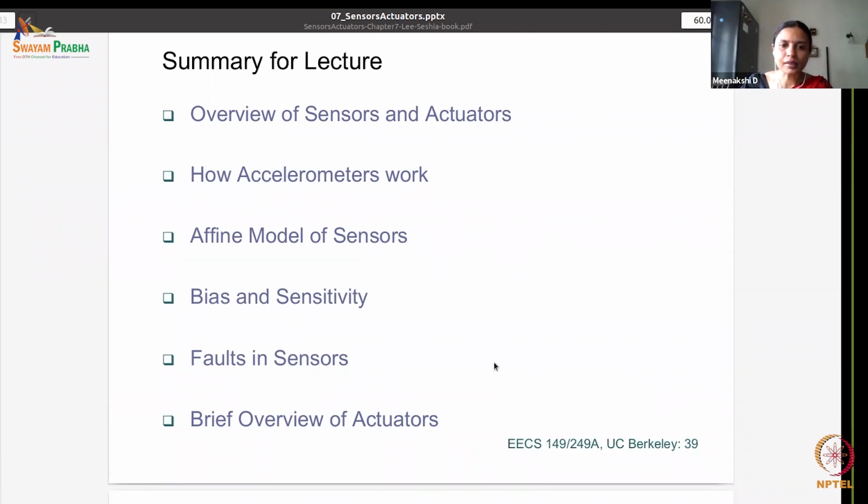Again, these slides are an acknowledgement for Professor Edward Lee and Professor Sanjeet Seshia, who wrote a book on embedded systems and taught this course at UC Berkeley. As I told you, we just saw several sensors which exist in the physical world.